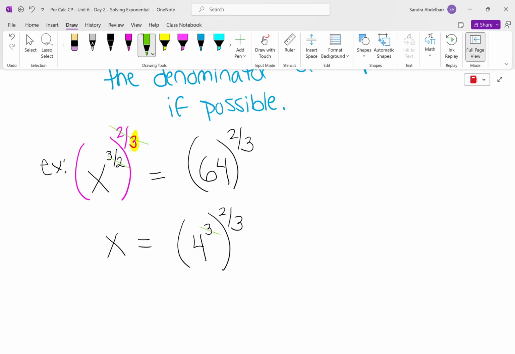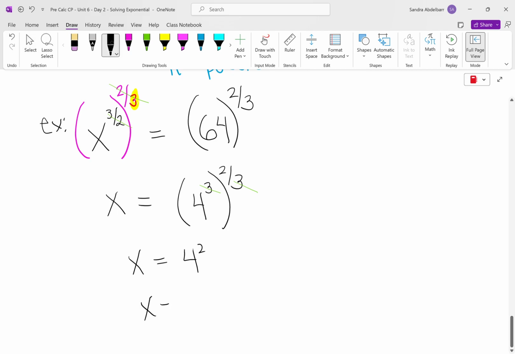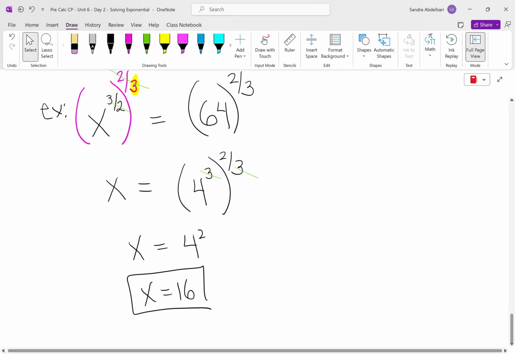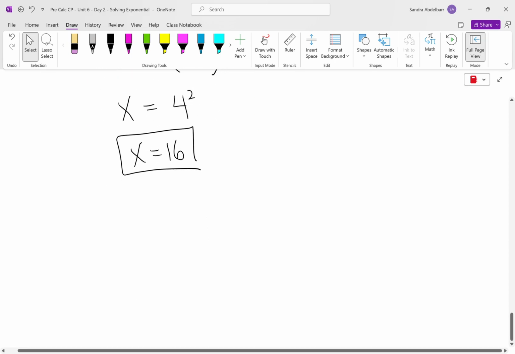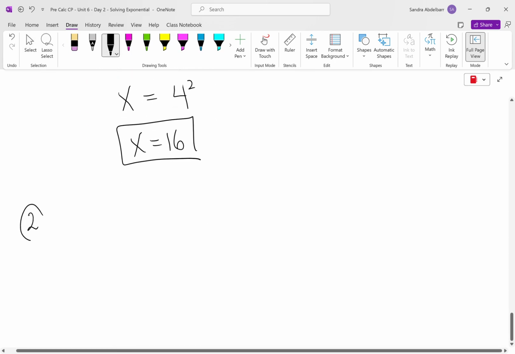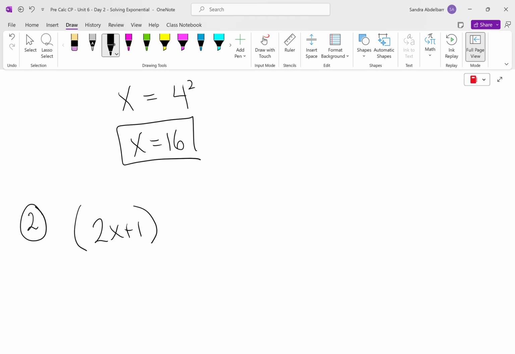And now I'm going to change this to 4 to the 3rd power raised to the 2/3. Why did I do that? Now the 3's cancel. So I'm just left with x equals 4 to the 2nd, which is 16. All right, 2 more of these problems and then we're done.